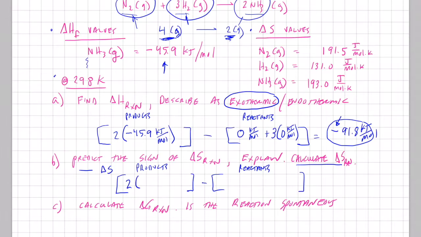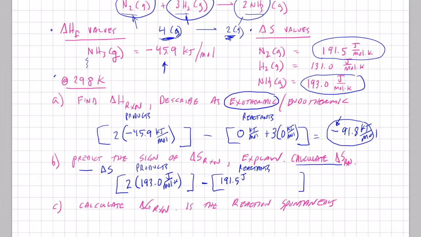So we have 2 times the entropy of ammonia, which is 193.0 joules per mole Kelvin, minus the entropy of my reactants. So I have N2, and that entropy is 191.5 joules per mole Kelvin, and 3 times the entropy of hydrogen gas, which is 131.0 joules per mole Kelvin.